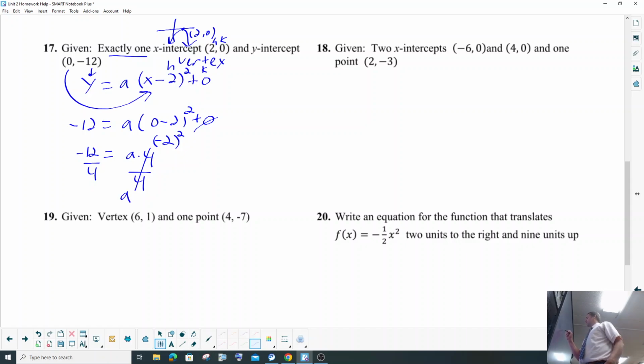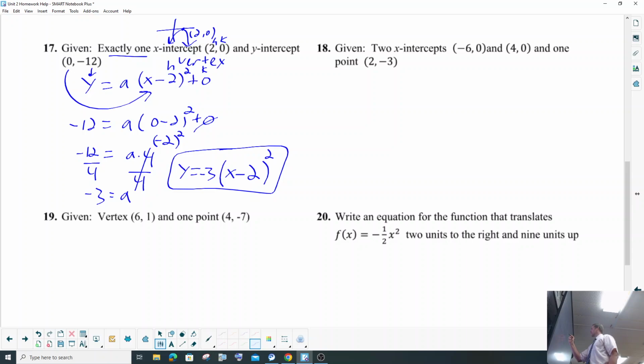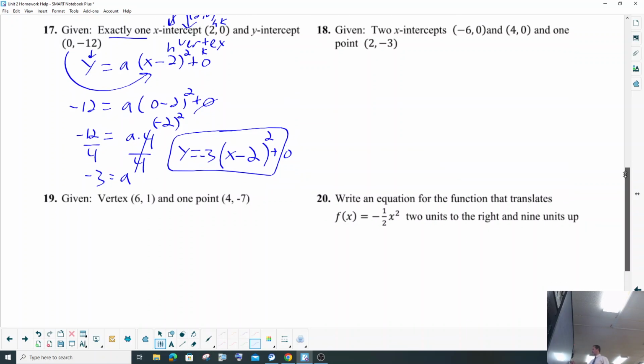We have little a is equal to -3. See, it's upside down. So then we get y equals -3, that's the a value, times (x minus h), which our h was 2, all squared, and our k value was 0. So you can just leave it like that. You could put a plus 0 there just to show it, but the 0 goes away.